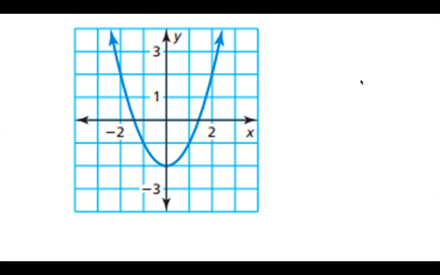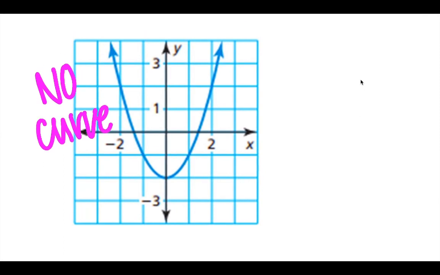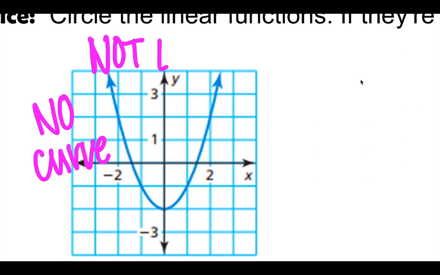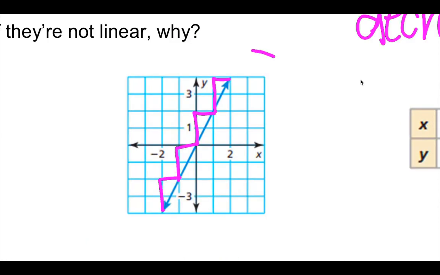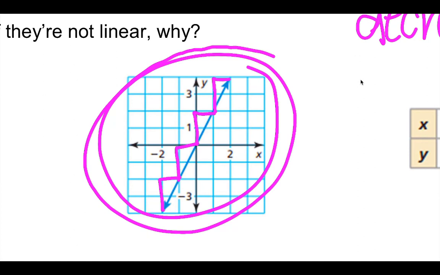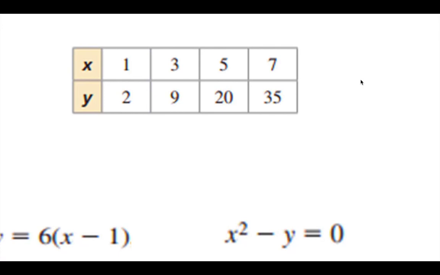So this one's not linear. This one is a line. It has a constant rate. I'm going up at a constant rate. So we're going to circle that guy. So graphs are pretty easy. If it has a curve, it's not linear. If it doesn't have a curve, then it is linear.